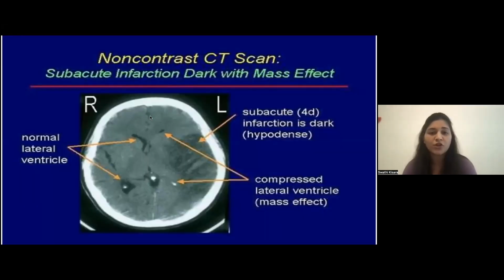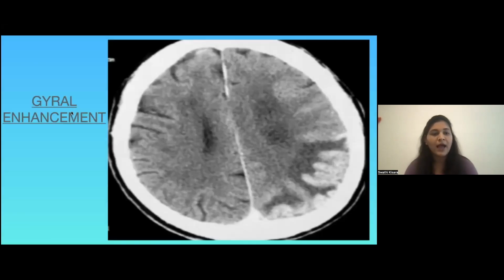This is a non-contrast CT axial image showing a subacute infarct on the left side, which is appearing hypodense and is also showing mass effect. We can see that the lateral ventricle here is compressed because of mass effect. And in the late subacute stage, there is gyral enhancement. We can see the gyral enhancement here on the left side of the CT image.